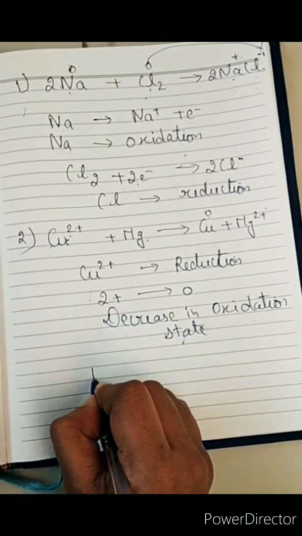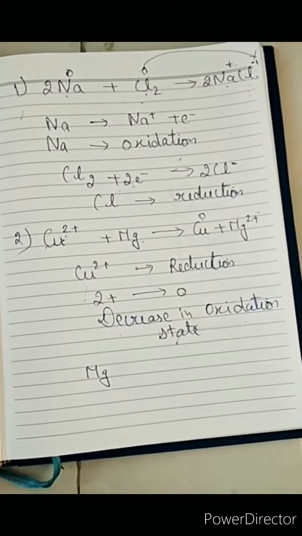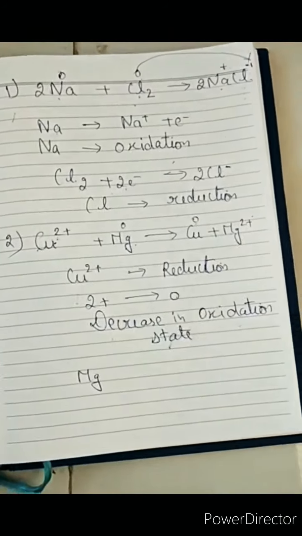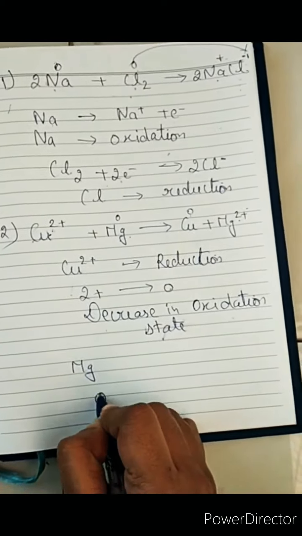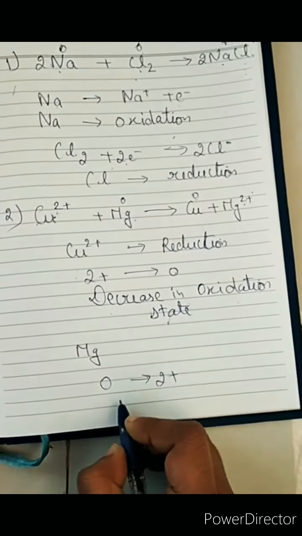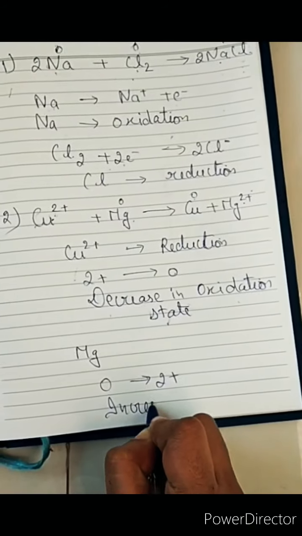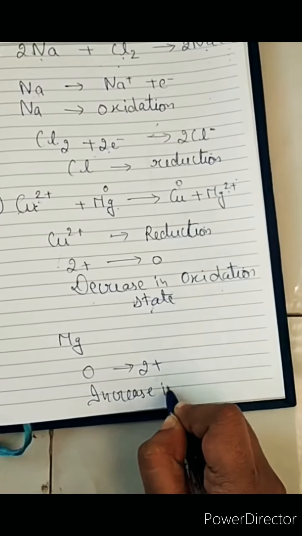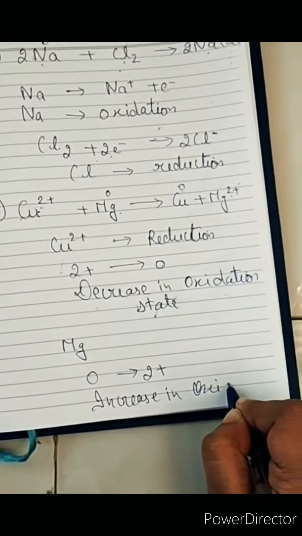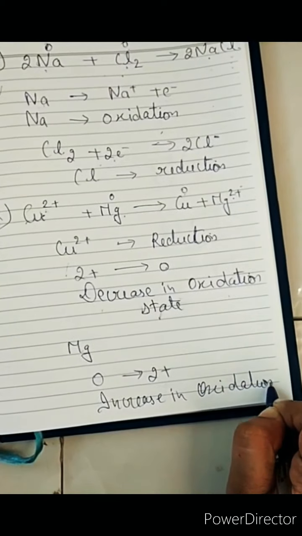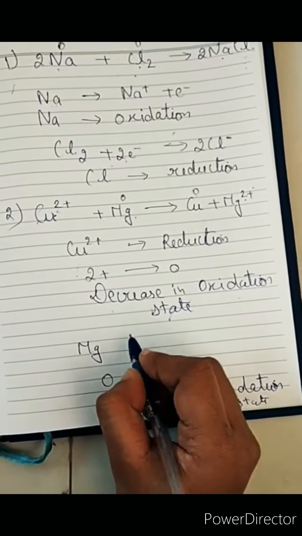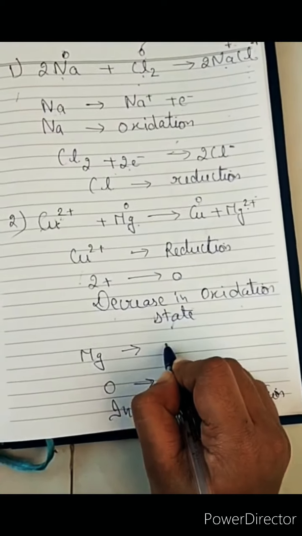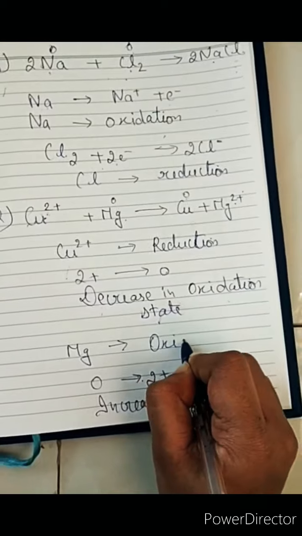What about Mg? Look, here Mg's oxidation state is 0, but here it is 2 positive. So from 0 to 2 positive, there is an increase in oxidation state. From 0 to 2 positive, hence we can say Mg goes through oxidation.